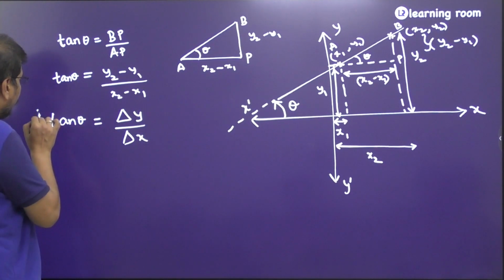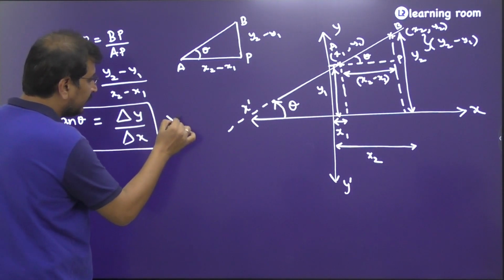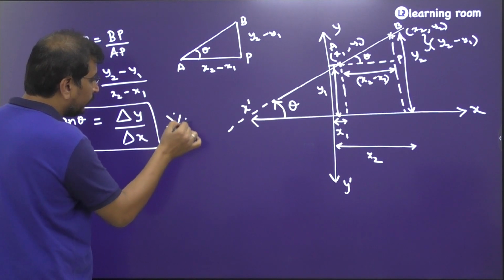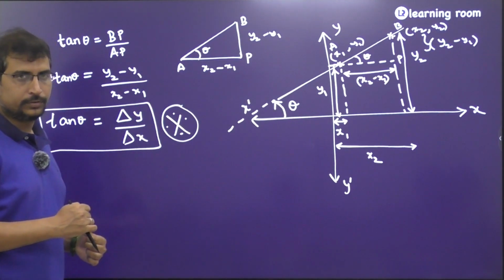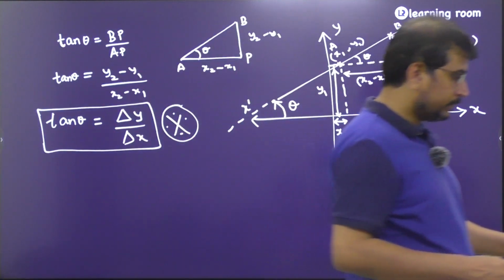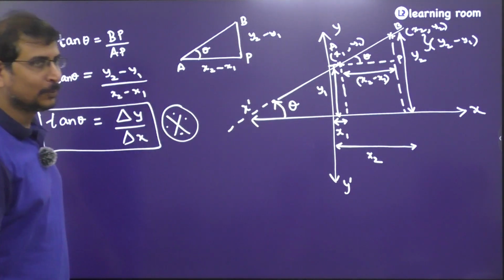So tan theta will be equal to delta y by delta x, and this is going to be the slope of the line joining 2 points. Right? Make a note of this. I'll tell you where you will apply this. It will connect. But good that you observed it. I wanted to ask that question.